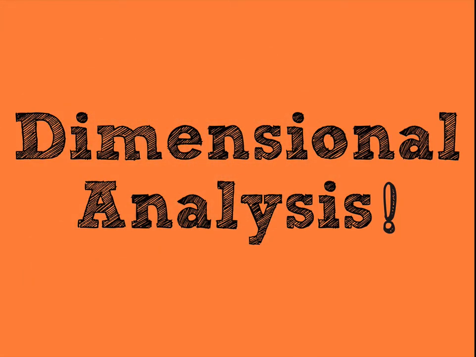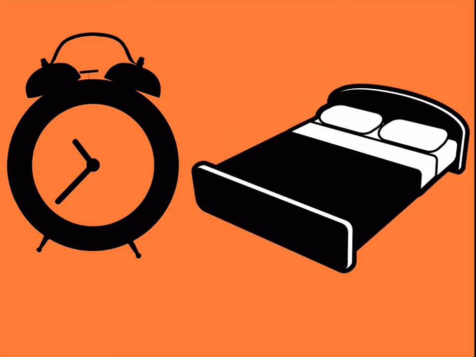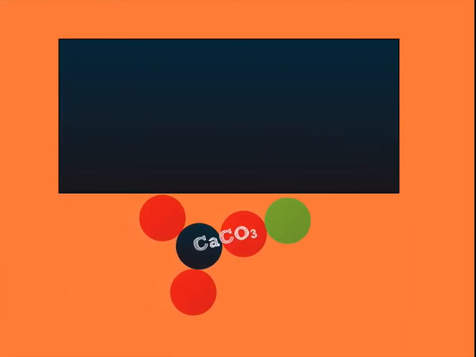Dimensional analysis might actually be one of my favorite things in the world. Really, I'm being serious. With dimensional analysis, you can figure out how many elephants lined up end to end it would take to get to the moon, because you totally need to know that. How many seconds of your life are spent sleeping, how many formula units of chalk are needed to write your name on a chalkboard. It's awesome.